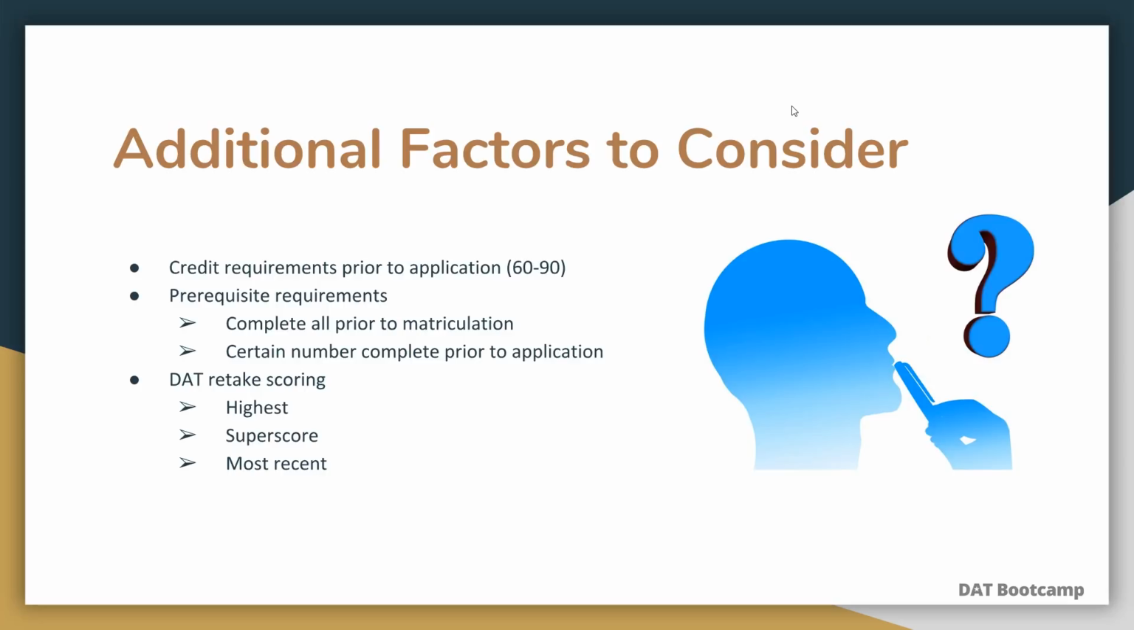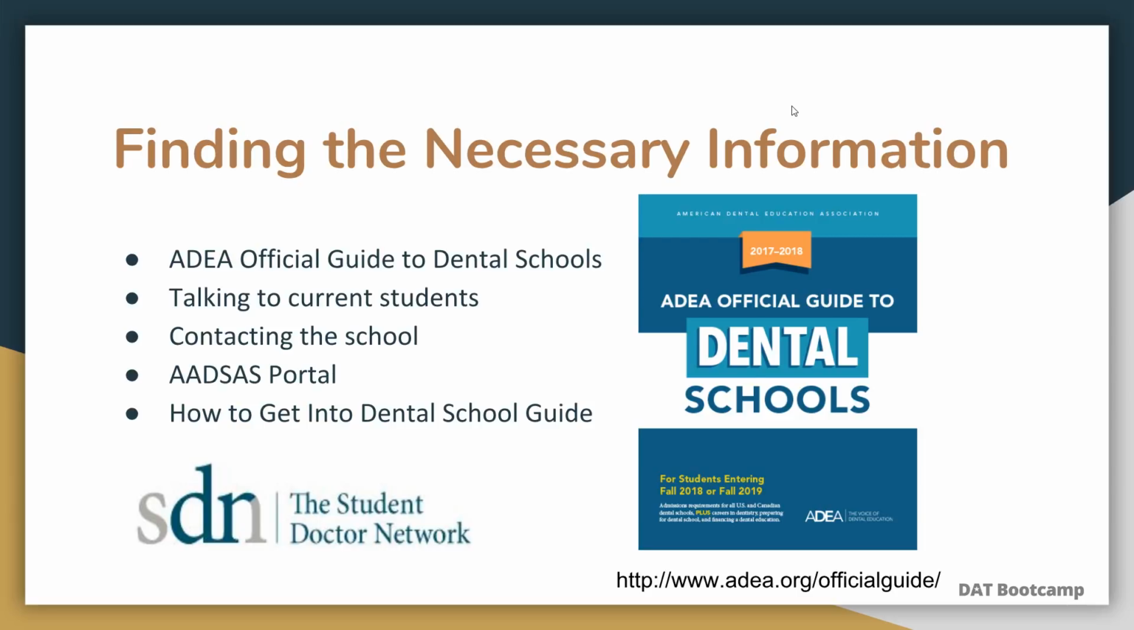This information can be found in the ADA Official Guide to Dental Schools. This is where you find the necessary information. The ADA Official Guide to Dental Schools is a great resource for you guys to reference. It has all the stats, how many offers of admission they gave out, how many interview offers each independent dental school program gave out. That's all in there. You want to talk to current students, reach out to them through SDN or the Dental School Interview Bootcamp Facebook page. Contact the school directly, get some information from them. The AdStats portal has a little bit of information that you can reference.